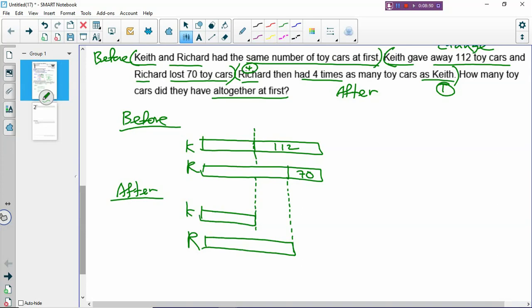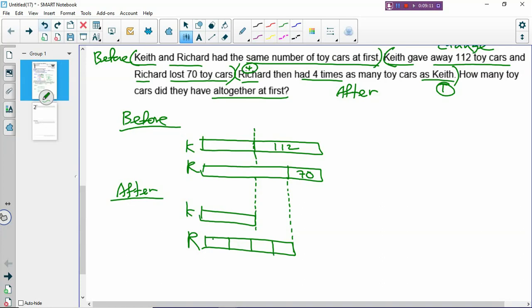Alright, then what happened in the end? Richard had 4 times. So if I cannot cut the rectangle for Richard into 4 boxes, then what do you do? Then you just put 4 units. Right? Why can't we cut into 4 times? Because if you cut into 4 times, it will look like this, and Keith has only 1 time, which is very weird because Keith has a very long rectangle.